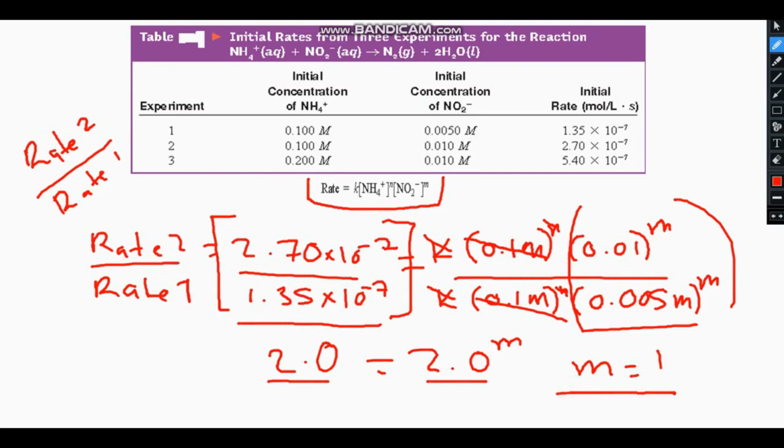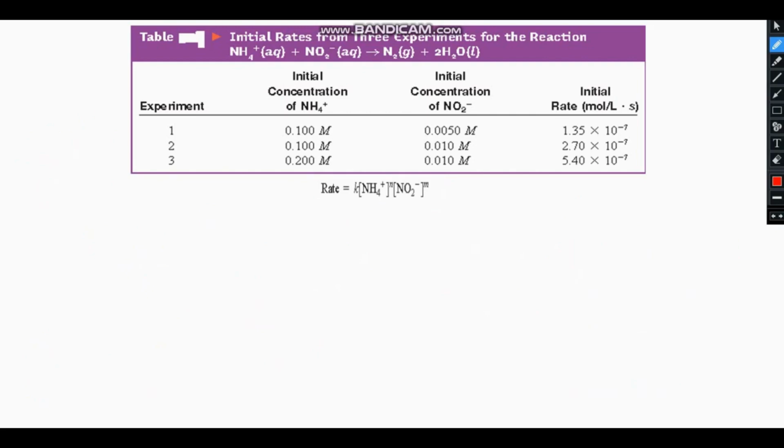So what does this simply tell us? This simply tells us that the rate order for NO2 minus is the first order. So this one is in the first order. So we have the rate order for NO2 minus. For us to determine the value of n, you'll notice that we can use the ratios of experiment 2 and experiment 3.